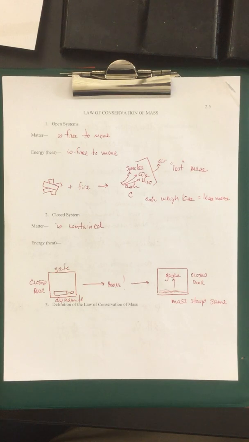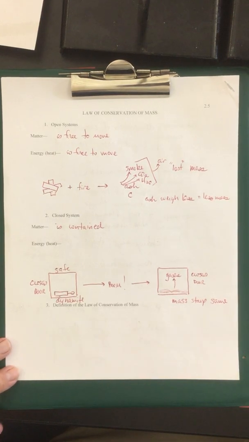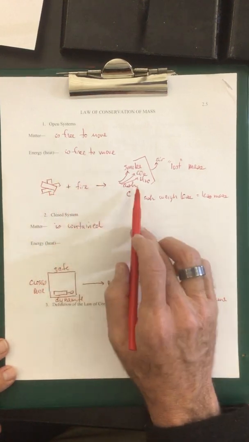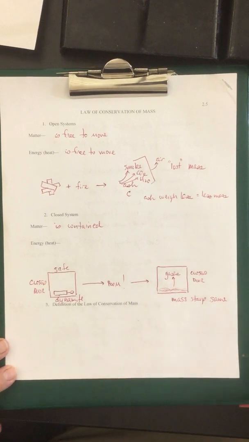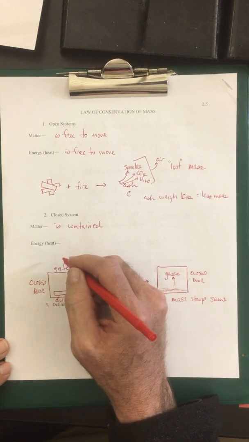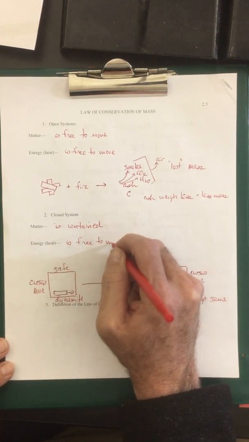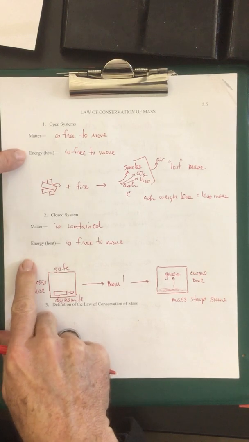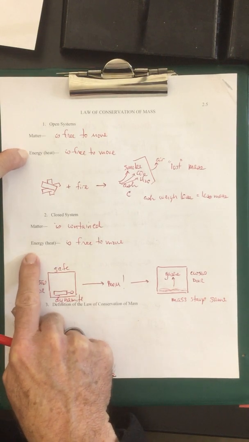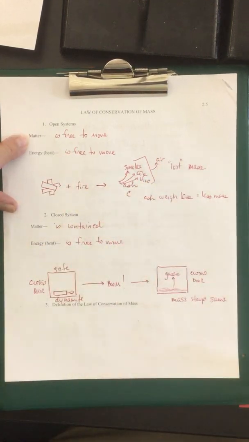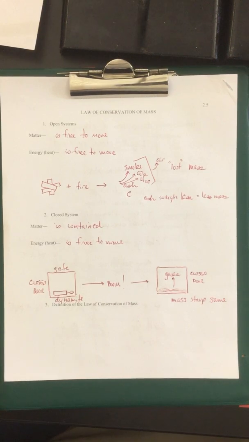Do we lose mass? No, the mass stays the same. However, the energy is free to move. So while the mass is contained, just like in this system, where we lost lots of heat and that heat went out into the air, the same thing happens here. Energy is free to move, and the heat is free to move. So in both systems, an open system and a closed system, the energy is free to move. In the open system, the mass or the matter is also free to move, but in a closed system, the mass is going to be contained.